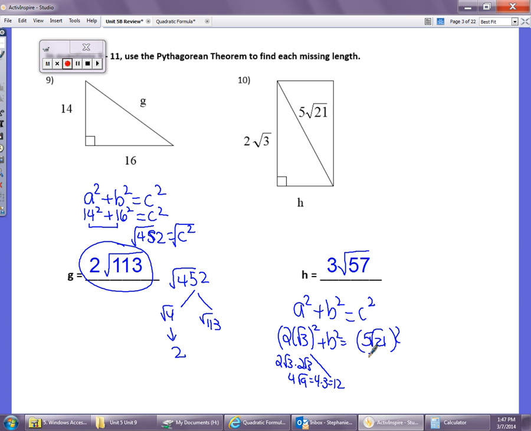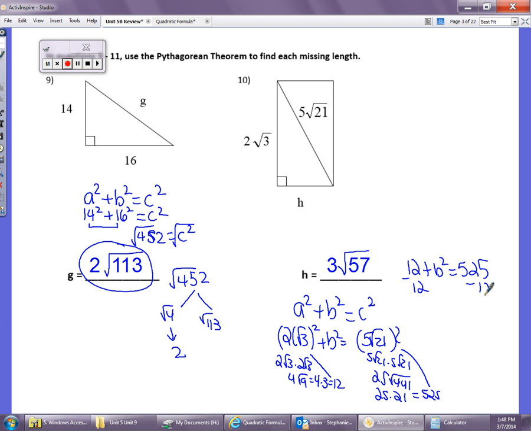And then here, write it twice. 25, whole number. Don't break it down. 21 times 21 is 441. That's a square root. Break that. 21. That gives you 525. So we have 12 plus b squared equals 525.